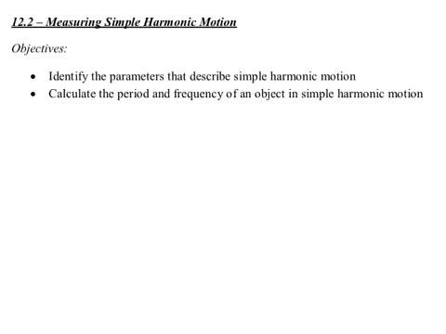Identify the parameters that describe simple harmonic motion. So we're going to talk about amplitude, period, frequency, wavelength, all that stuff that we started talking about yesterday. Second, we're going to calculate the period and frequency of an object in simple harmonic motion.